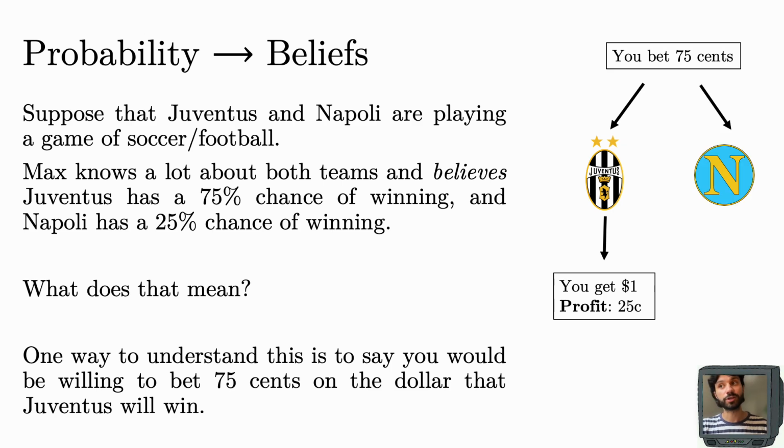But there's another outcome in which Napoli wins, with 25% chance, you believe, or Max believes. Here, you get $0, right? We didn't say anything about the condition of Napoli winning, so you can assume that here you just win 0. So what are your profits? Well, since you bet 75 cents to begin with and you get 0, then you lost 75 cents, right? This is your profit or your losses.